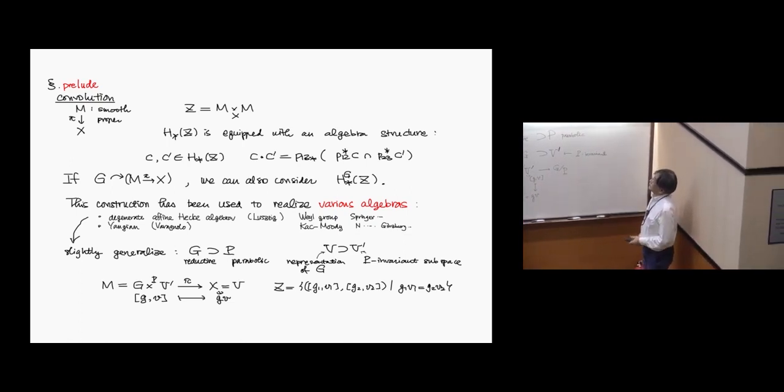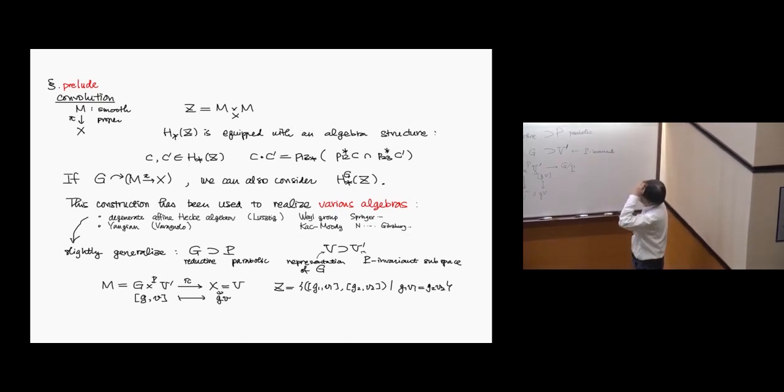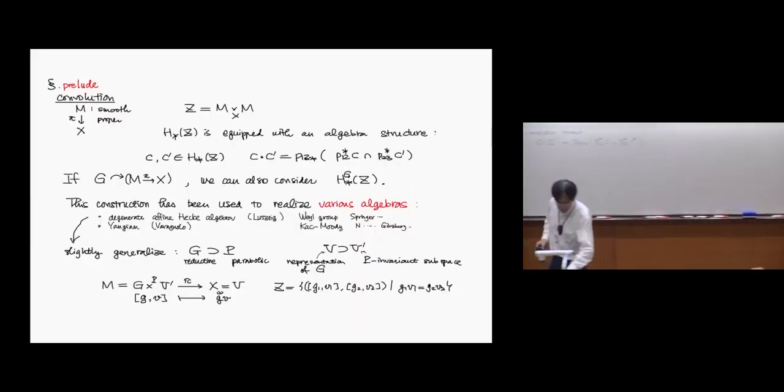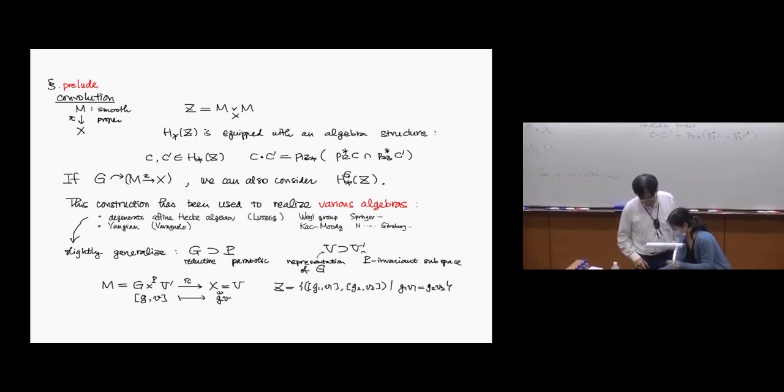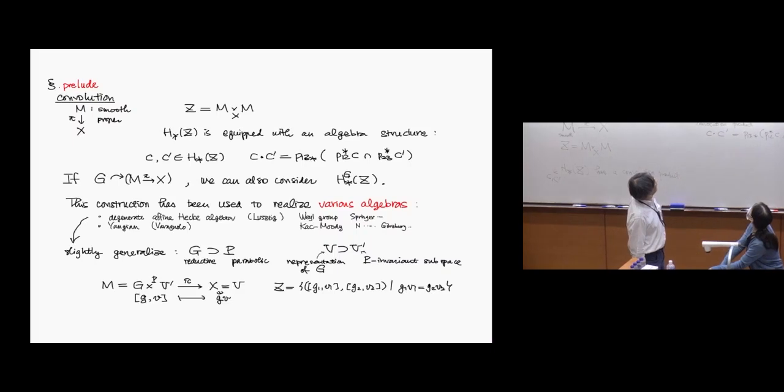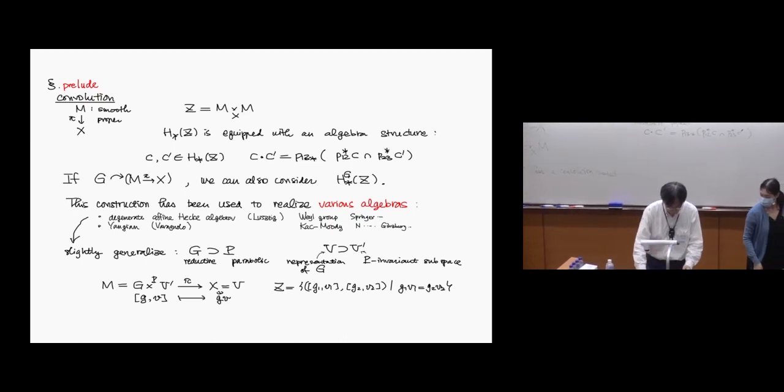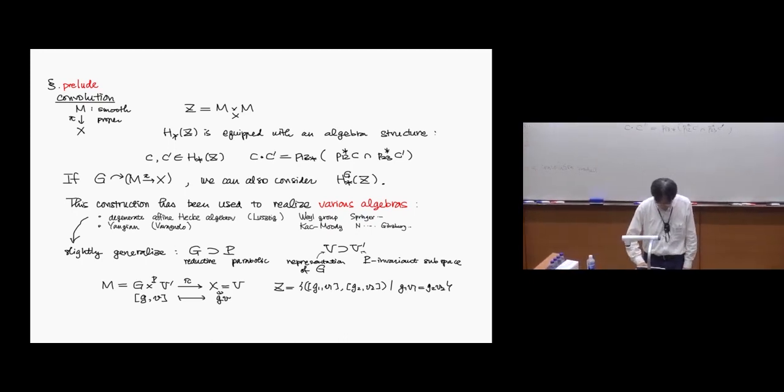And for affine, degenerate affine Hecke algebra, V is the adjoint representation, and P is a Borel, and V prime is the nilpotent Lie subalgebra. So this is an example. Any questions so far?